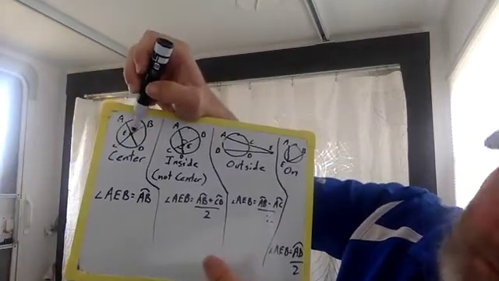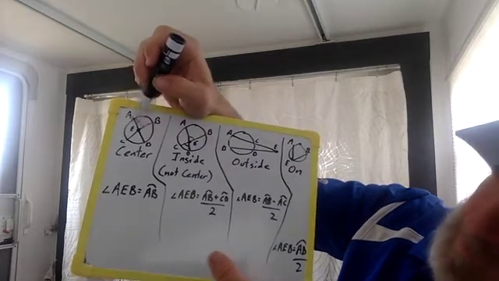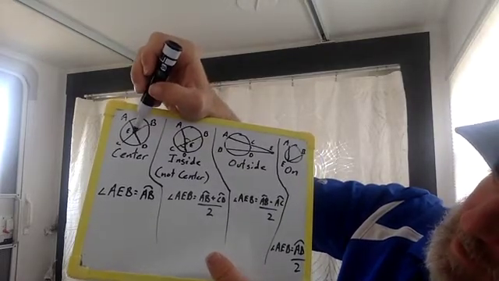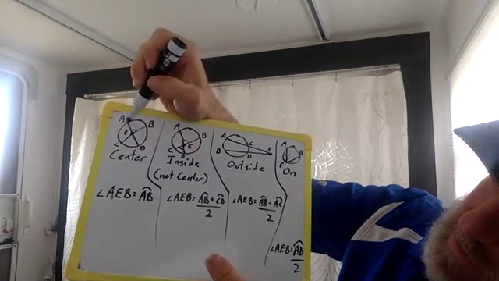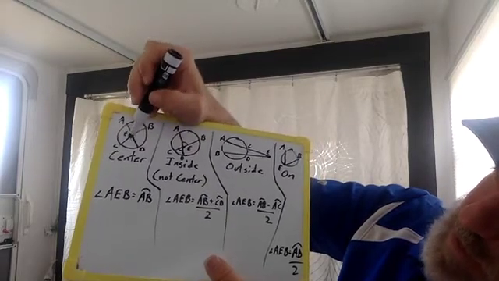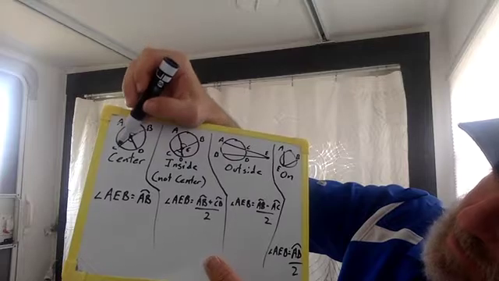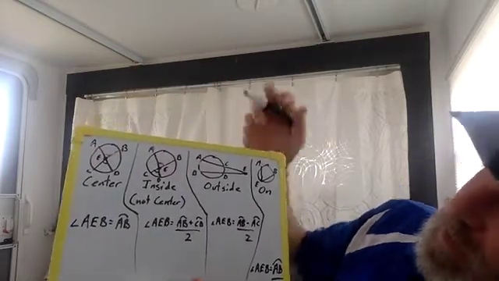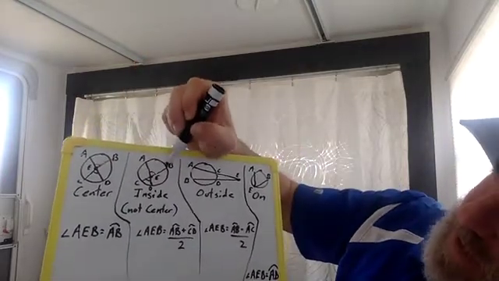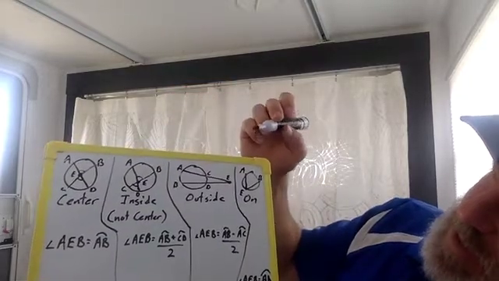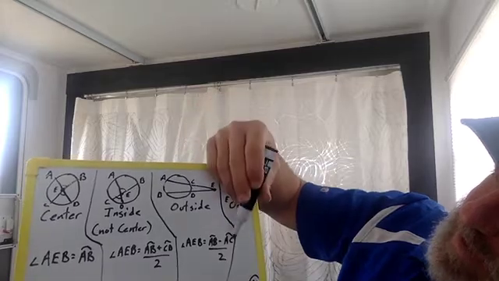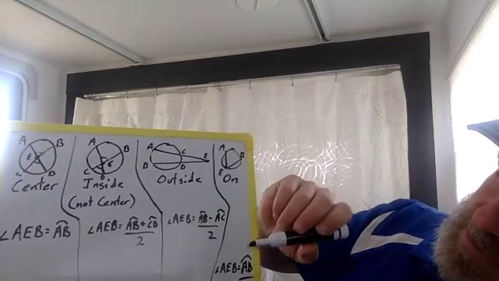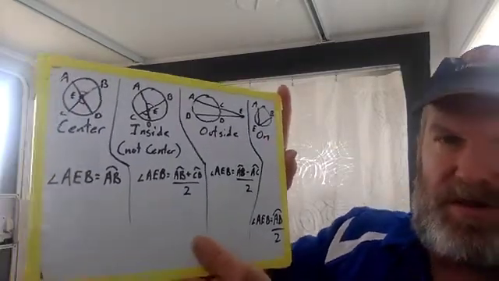If it's the center, it's the easy one. They're the same. The arc and the angle are the same. This angle is the same as arc AB, and this angle is the same as arc CD. If it's not the center, you have to add your arcs together and divide by 2. If it's outside the circle, you have to subtract your arcs and divide by 2. And if it's on the circle, you just have to divide by 2.